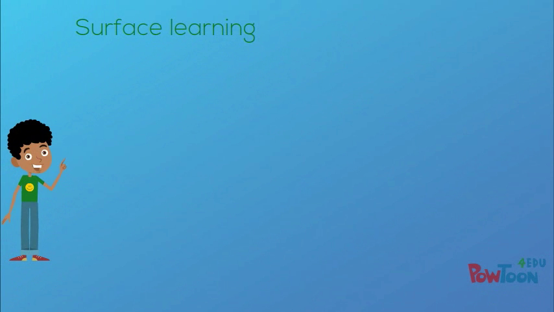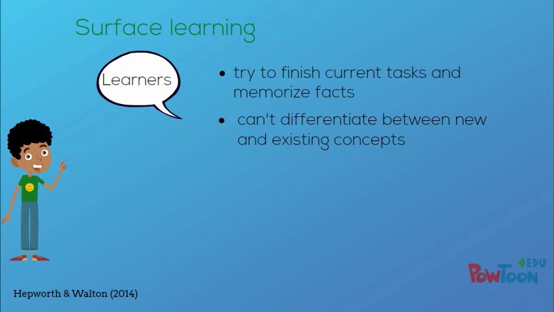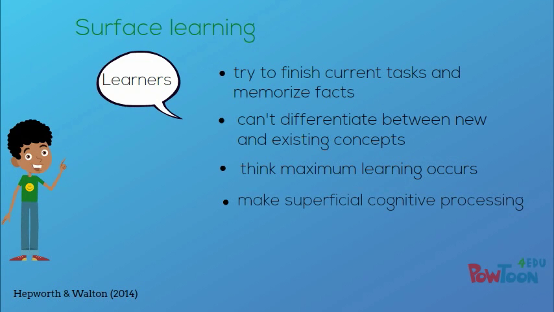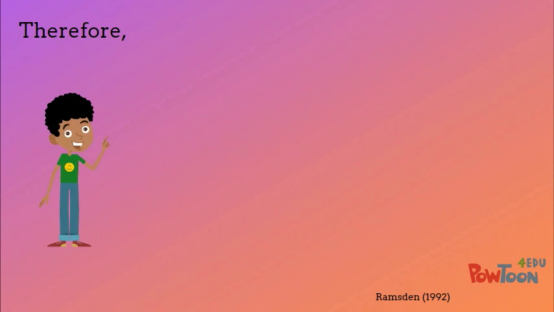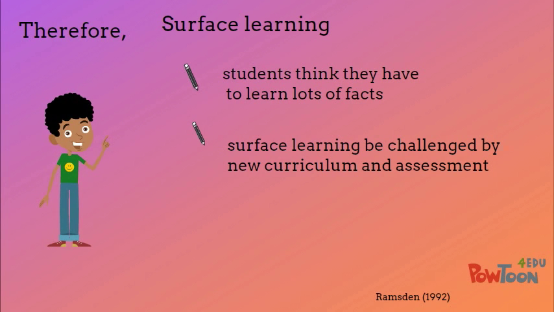In surface learning, students intend to complete the current tasks and memorize its components. They can't make a distinction between new knowledge and existing knowledge. They may think maximum learning has occurred, but in fact, they have made superficial learning. In this learning, they will learn facts outside the meaningful framework. As a result, they think that subjects consist of a large number of facts to be memorized. Ramsden mentioned that this kind of learning must be challenged by designing curriculum and assessment for the improvement of deep learning.